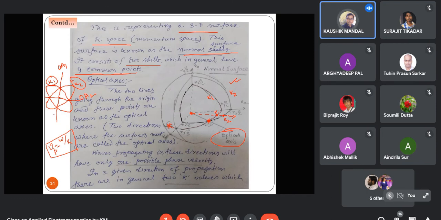Now, a wave passing through the optical axis will face only one k value, so it will realize only one phase velocity. It will not exhibit any kind of peculiar phenomena. But other than the optical axis, that is, if the wave passes along any other line apart from the optical axis, the corresponding wave will face two different k values. When it crosses one shell, it will face say k1. When it is passing through the other shell, it will face k2. So at two different points, it will face two different k values. So it will exhibit two different phase velocities.